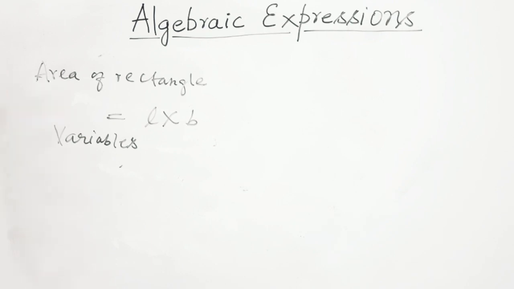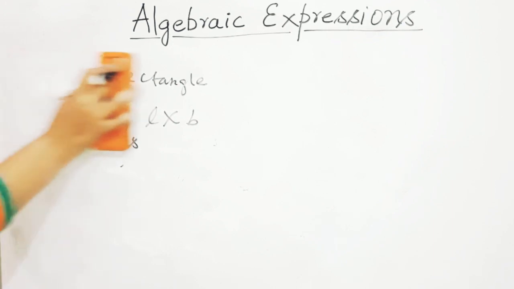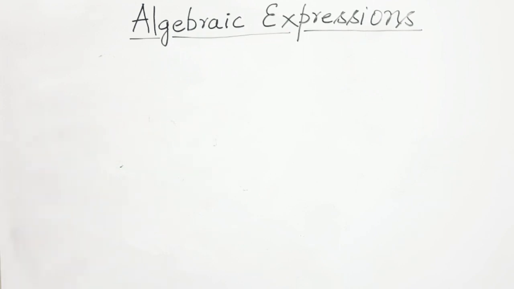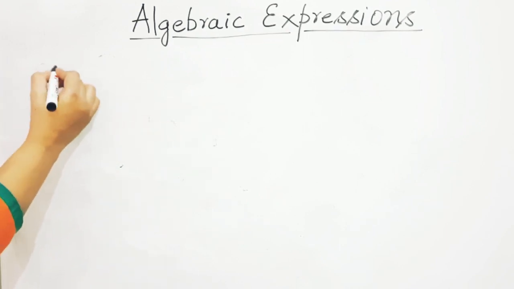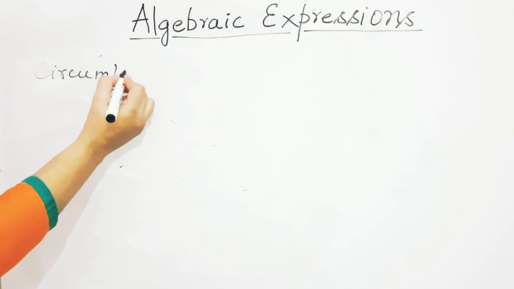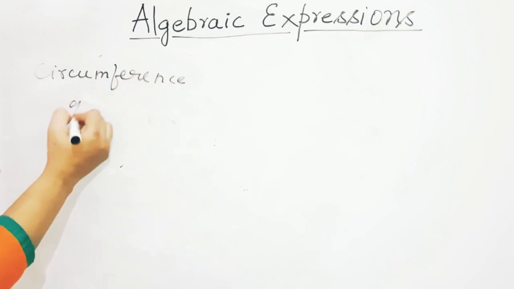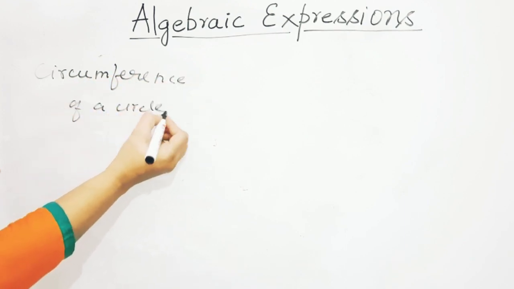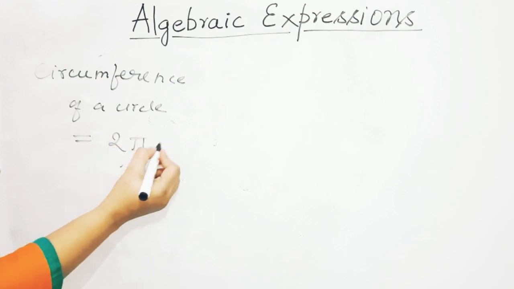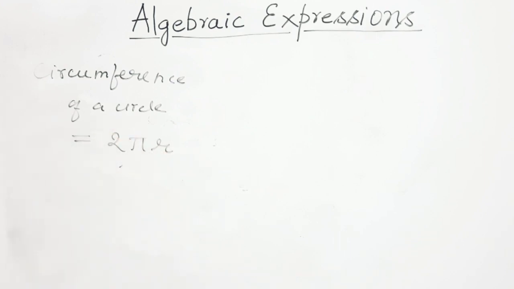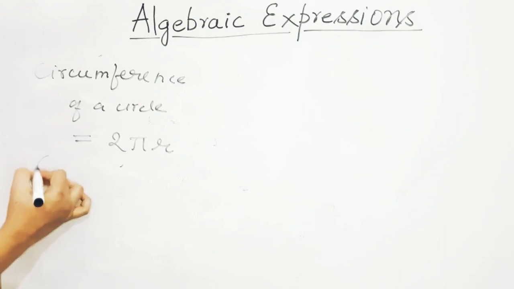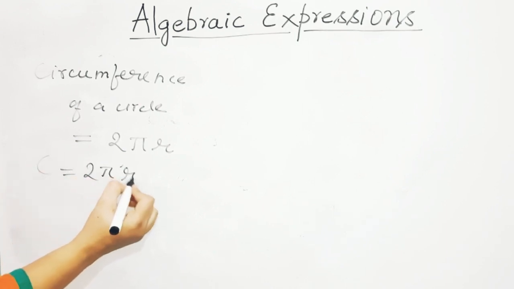Now talking about the formula of circumference of a circle. That is also given in your maths book. What is the formula for circumference of a circle? If you know the answer, you have to comment down in the comment section. The circumference of a circle is 2 pi r. Right, students? 2 pi r. So C is equals to 2 pi r.